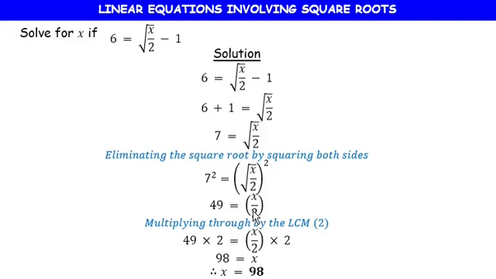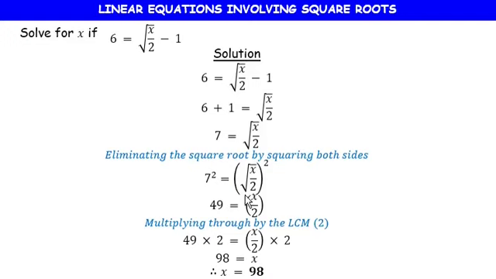So since we have a fraction or a denominator here, we can multiply it through by what? By the LCM. So here the LCM will still be 2. So I'm going to have 49 times 2 is equal to x over 2 times 2. So this 2 cancels out this 2 over here, leaving us with 98 is equal to x. Right? Therefore x is equal to 98.